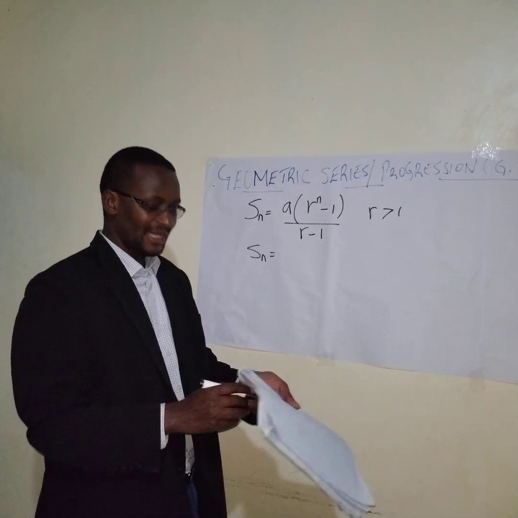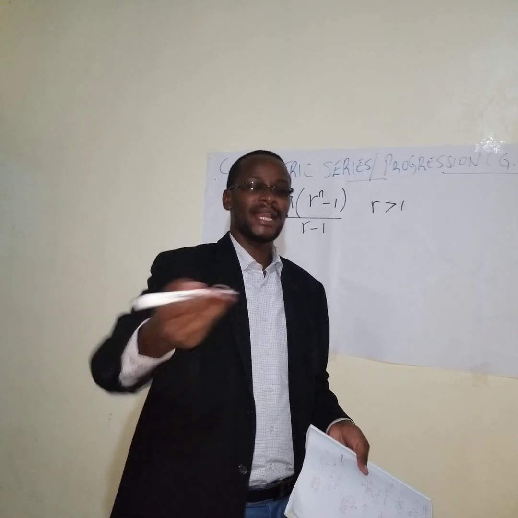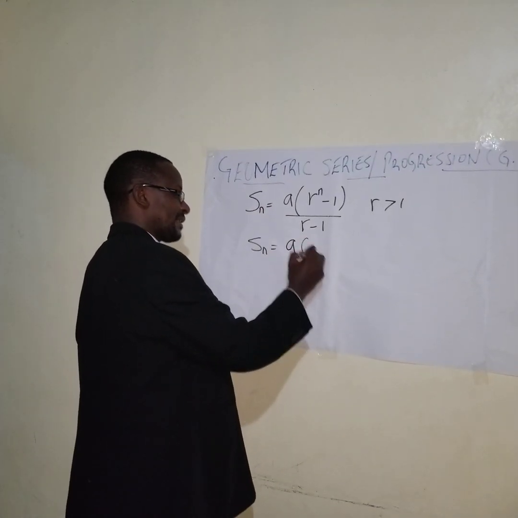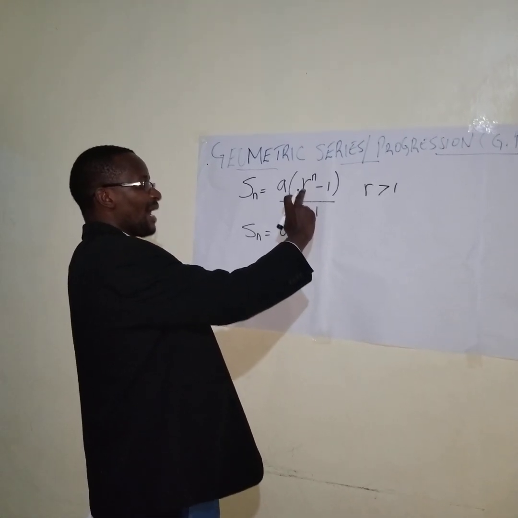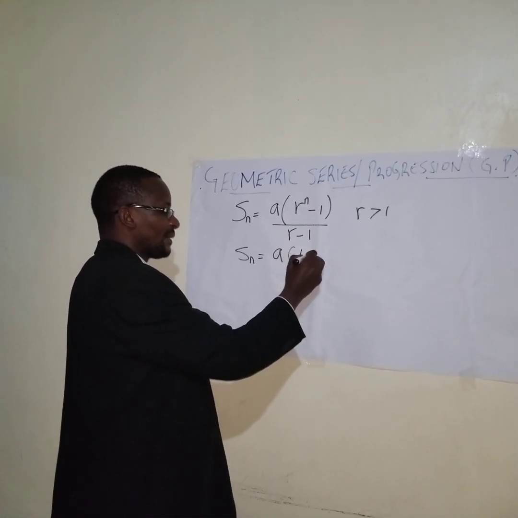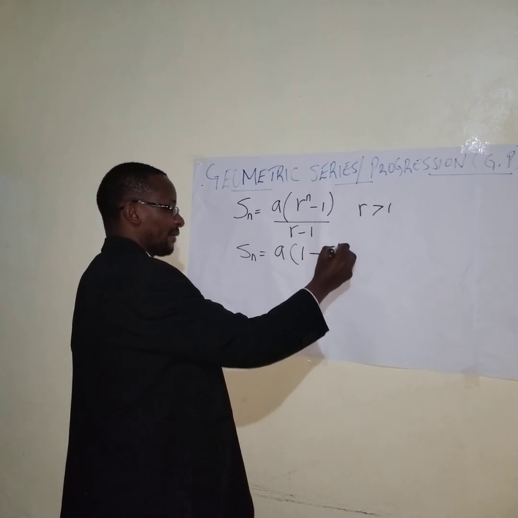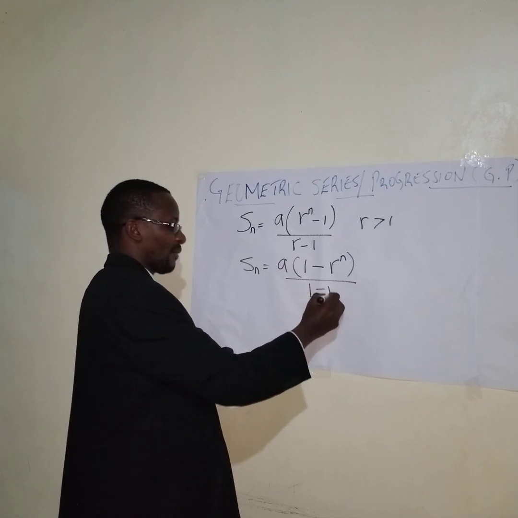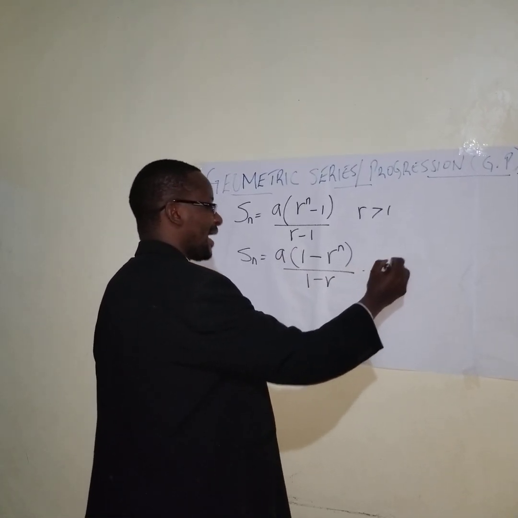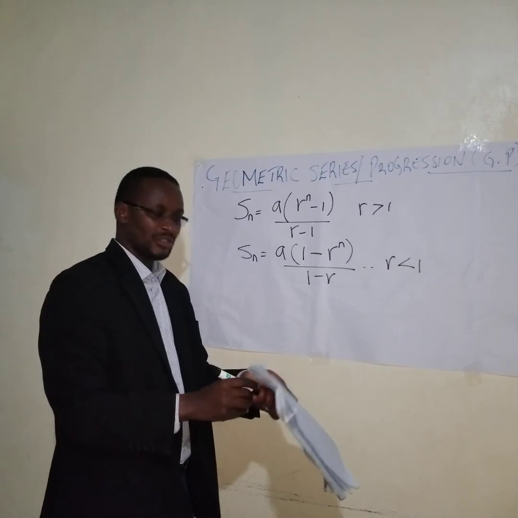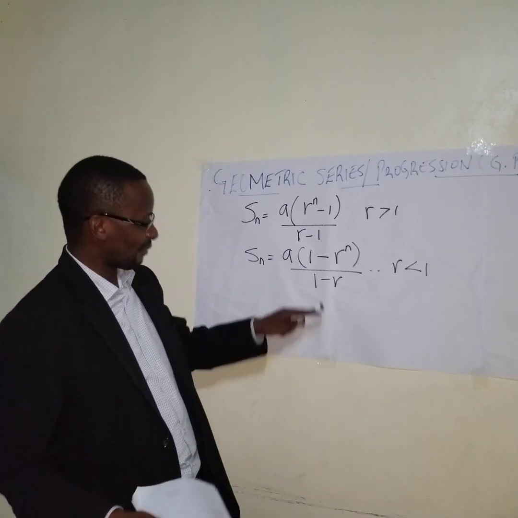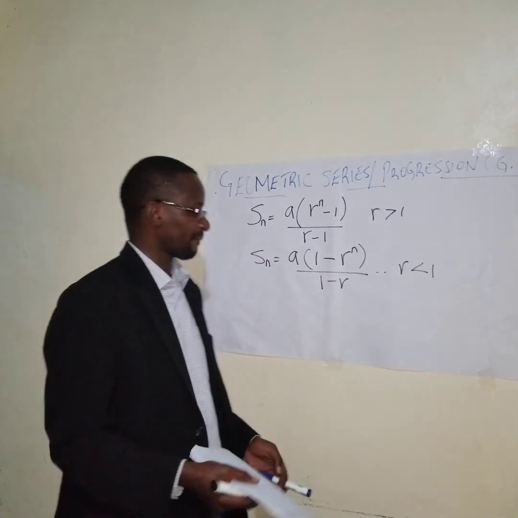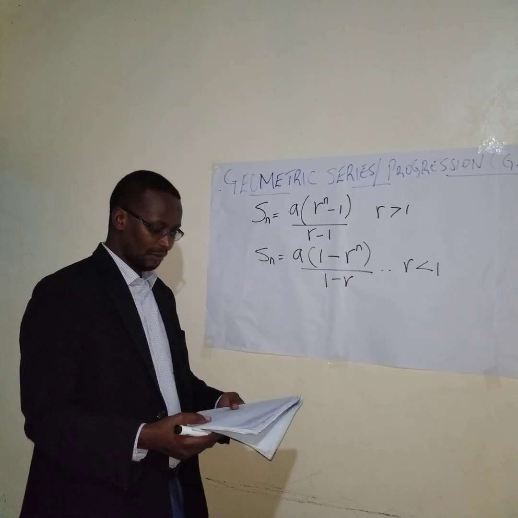That does not mean that the sum cannot be a negative. It can be a negative, depending on the terms that are there. So still a is outside the bracket, but now instead of starting with r raised to power n, we start with 1. So we just interchange. We start with 1. And then also in the denominator, instead of starting with r, we start with 1. So 1 minus r. This one is where r is less than 1. Just to make sure that we have something that is workable, and the values here, especially the denominator, is not a negative. So with this, you can be able to work out S n.